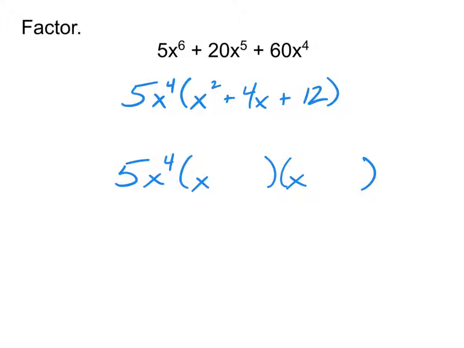No. It's not looking promising. Some people have come up with 6 and 2, which is pretty close. But in order to add to the positive 4 there, it'd have to be a positive 6 and a negative 2. And the positive 6 and the negative 2 would give me a negative 12 when I multiplied them. And so that's why that doesn't work, because the signs just don't quite line up. It's pretty close to working, but that does not work. We cannot find a pair that actually adds to the 4 and multiplies to the 12. So just pulling the 5x to the 4th out is all we can do. That is your final answer. That is our factored form.